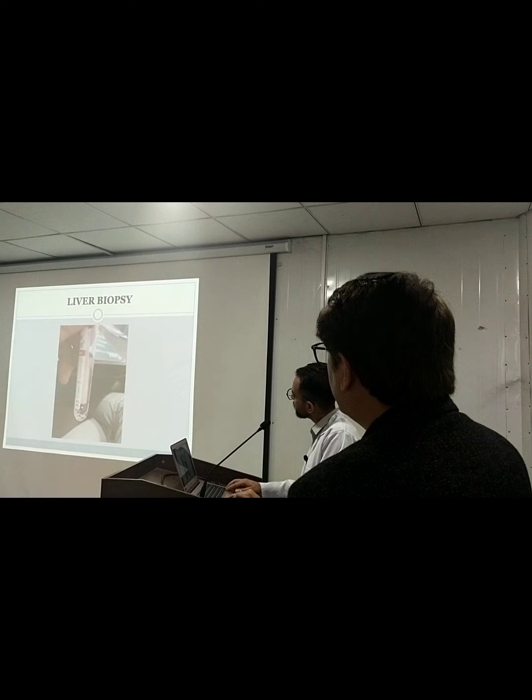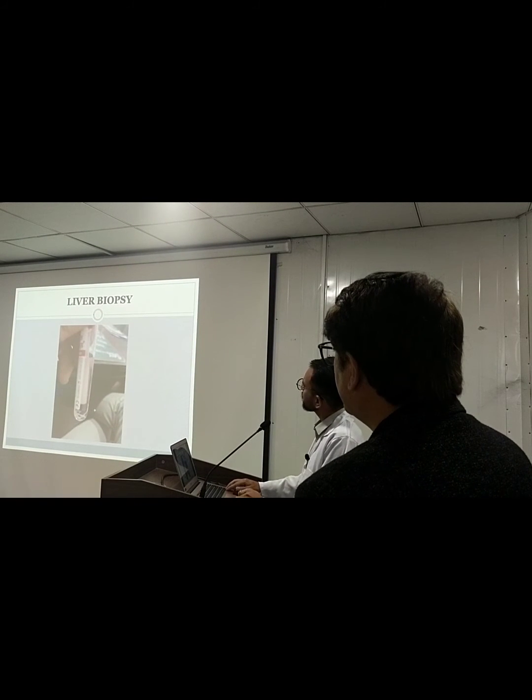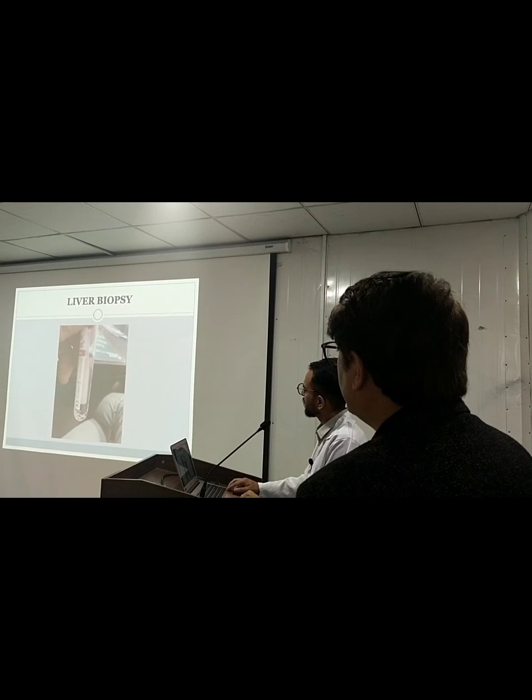Liver biopsy. So this is a liver biopsy done in a patient who presented with non-alcoholic steatohepatitis for the confirmation of the diagnosis. So the diagnosis was again NASH. He was having fibrosis F3 on the FibroScan. So those are the liver pieces you can appreciate.